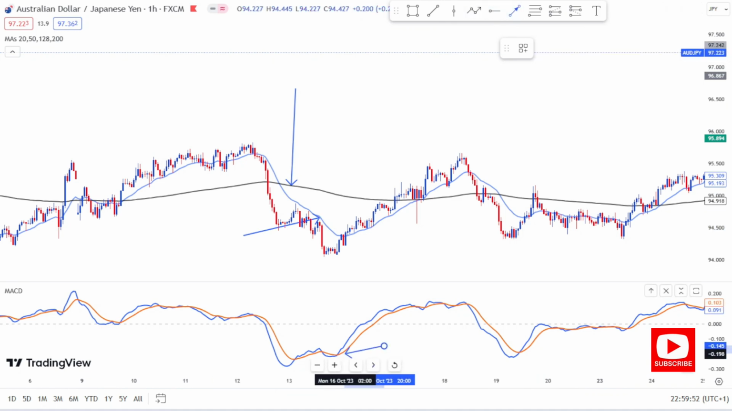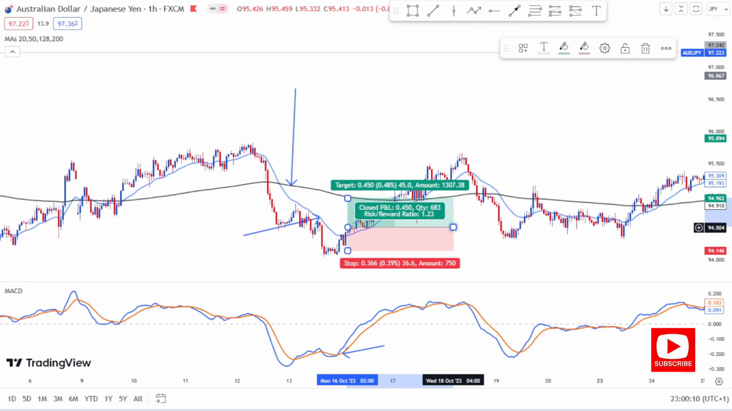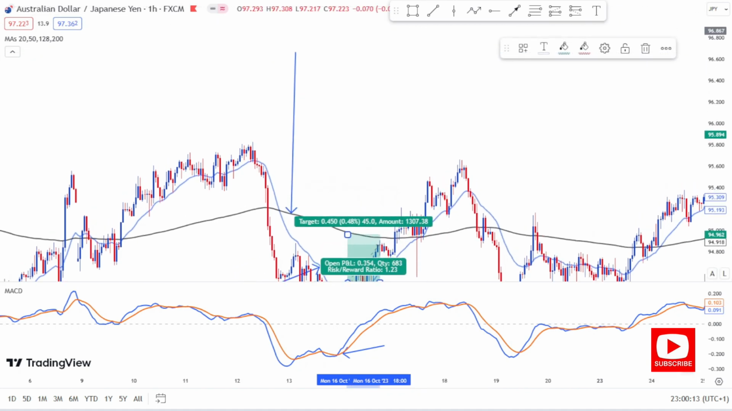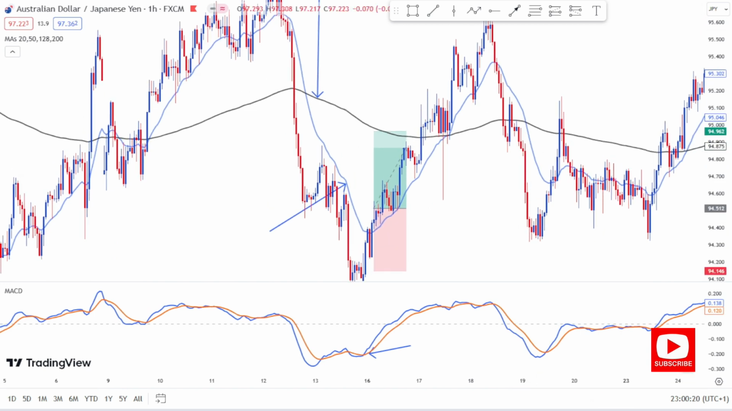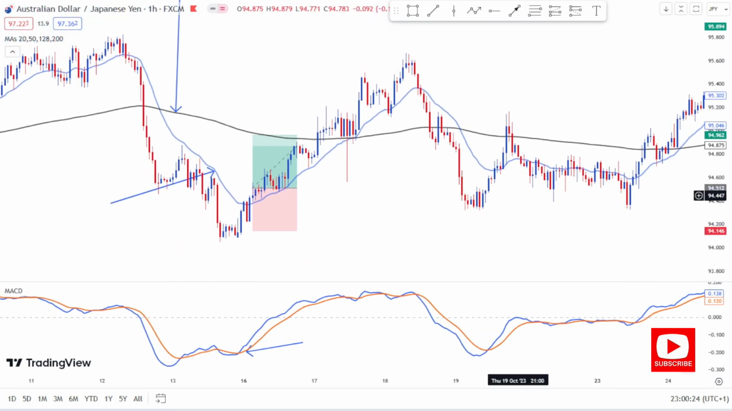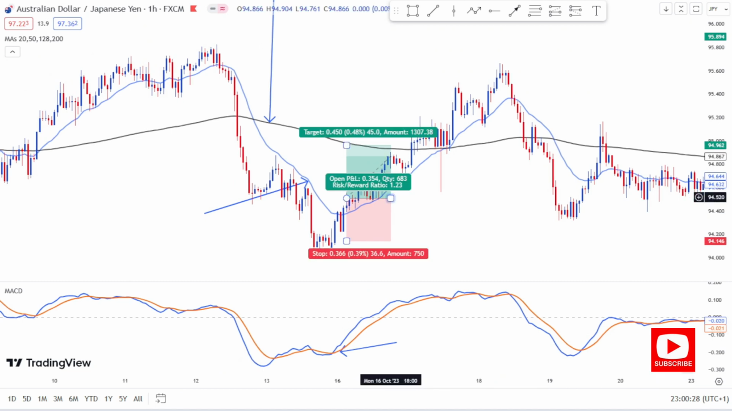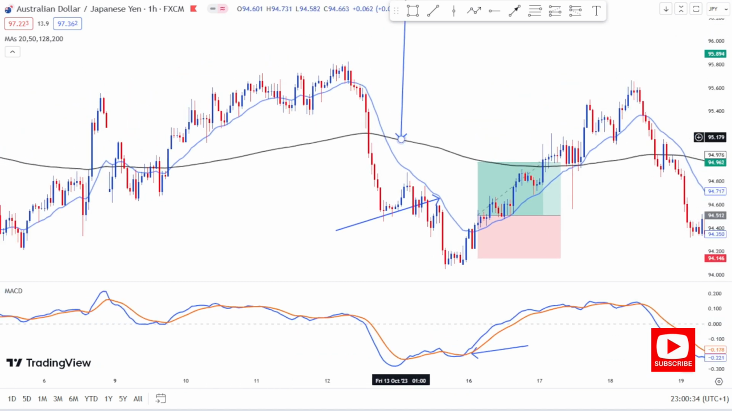As you can see right here, the MACD clearly crossover where the moving average was broken. So we are going to be taking our buy positions from right here where the price was broken, stop loss slightly below, and we are going to target the moving average 200 as our take profit. As you can see, guys, this touched our take profits easily. Let's look at another example right here.